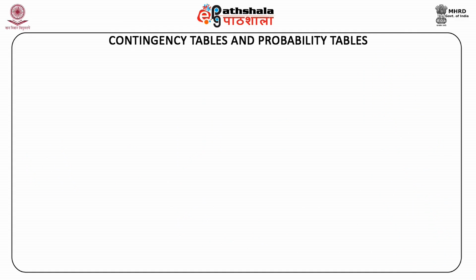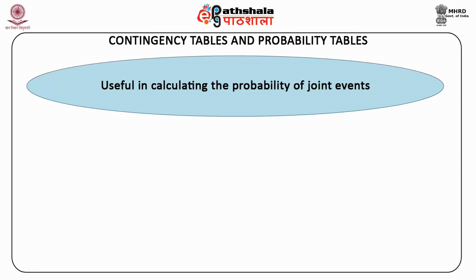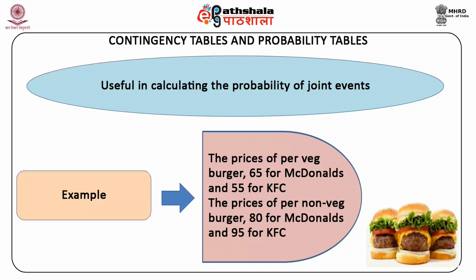Moving on to contingency tables and probability tables. Joint and conditional probability can also be found out by contingency tables. Contingency tables and probability tables are useful in calculating the probability of joint events. Let's see an example to understand the concept better. The table below shows the contingency table for a food restaurant. The price per veg burger is rupees 65 for McDonald's and rupees 55 for KFC. The price of a non-veg burger is rupees 80 for McDonald's and rupees 95 for KFC.